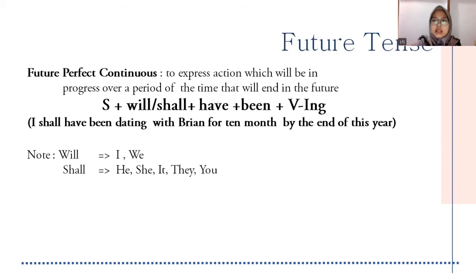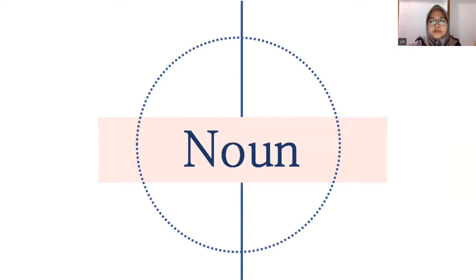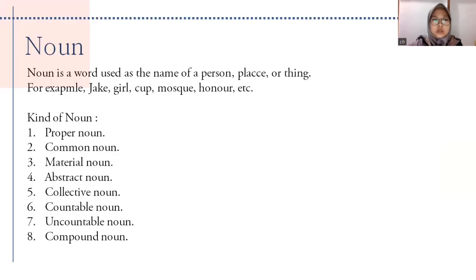So that's all about the tenses. Now we move to the second subject, about noun. A noun is a word used as the name of a person, place, or thing. For example, Jake, curl, cup, Moscow, honor, and etc.